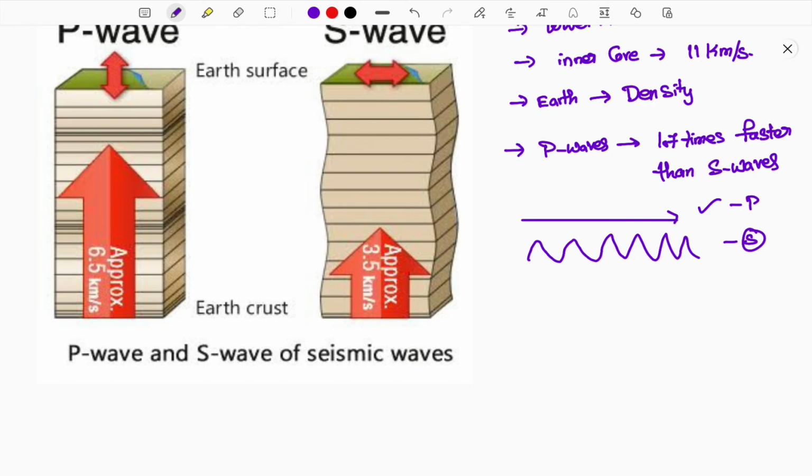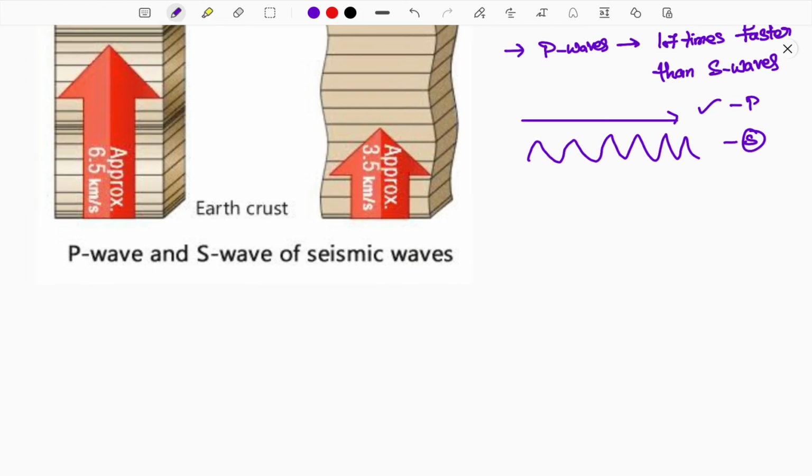The P wave is traveling in a straight path and it is moving in a straight line, so it is traveling in a faster manner, but S waves move in a zigzag direction, so they take a long duration. And next, here students get doubts.